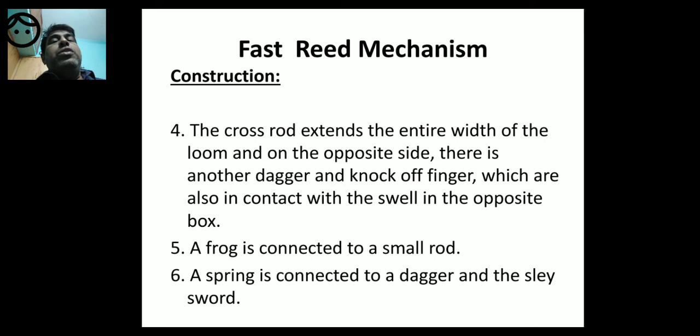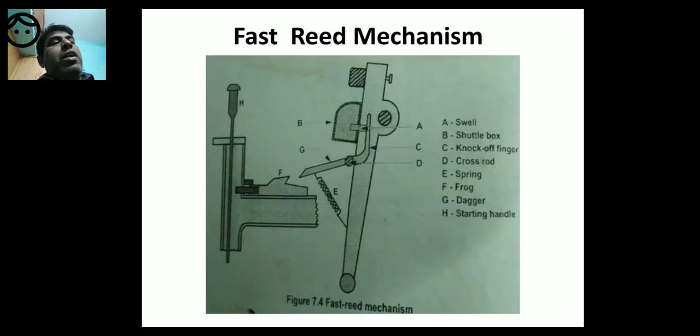Next, similar to the loose reed mechanism, the cross rod extends the entire width of the loom. You see the cross rod in the diagram. D is the cross rod. There is a small circle, that is D. It is not a side view. So in the front view you will see a big rod extending across the width of the loom.